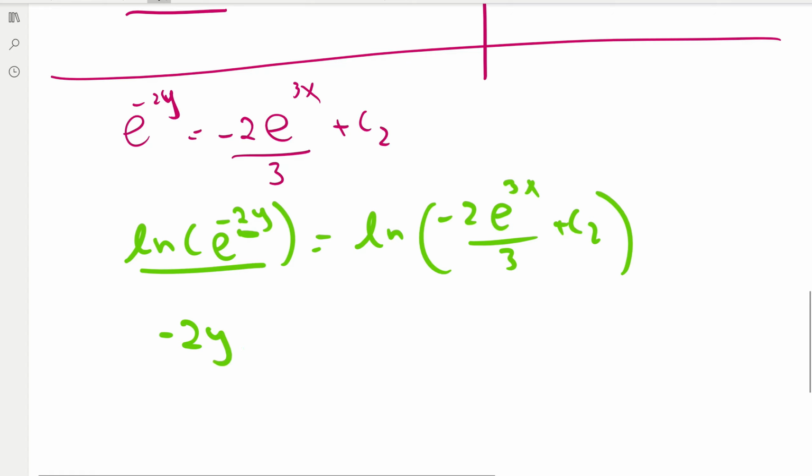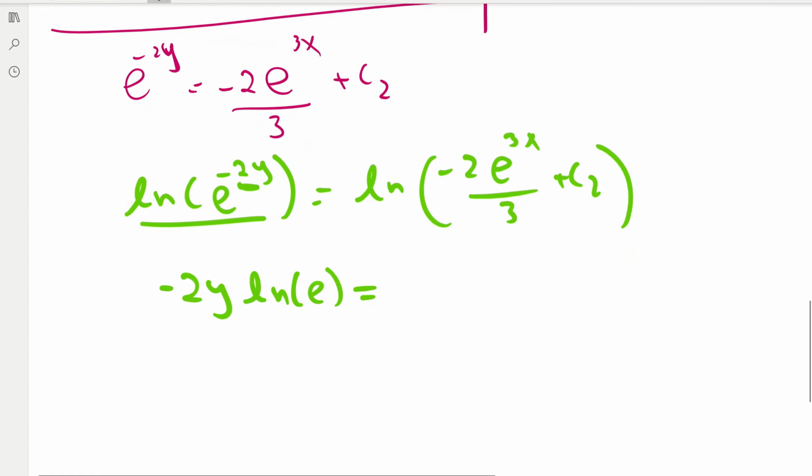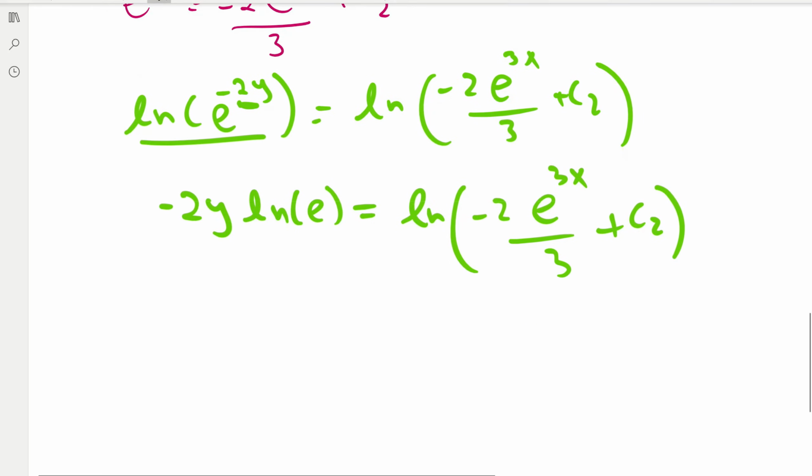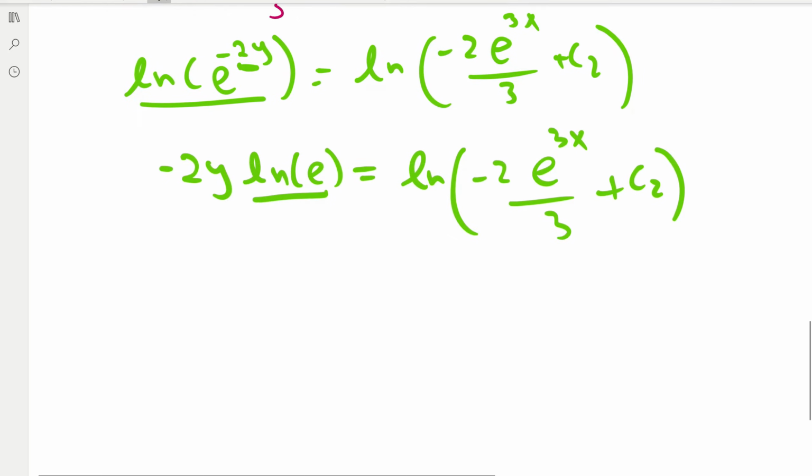expression as negative 2y natural log e. We can write it in front of natural log. On the right hand side, we don't need to make any difference, okay? We only care about the left hand side, right? We want to make y subject. Natural log e is 1. That's a universal rule, okay? Universal result that you should know.